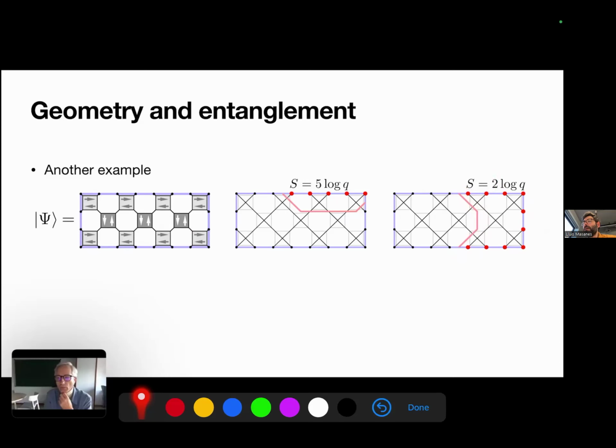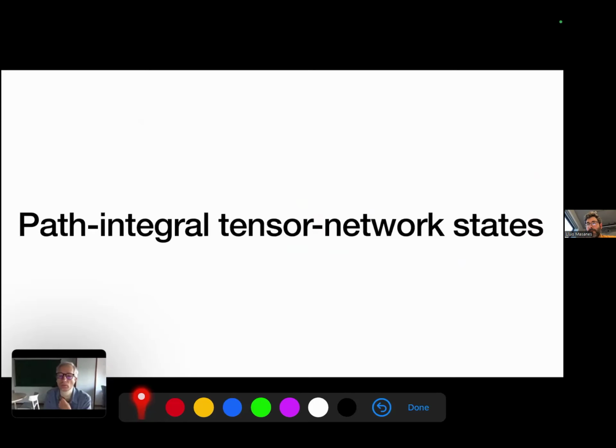So the entropy is in units of logarithm of q. This property that entanglement and geometry are equal is due to the fact that we are using dual unitaries.